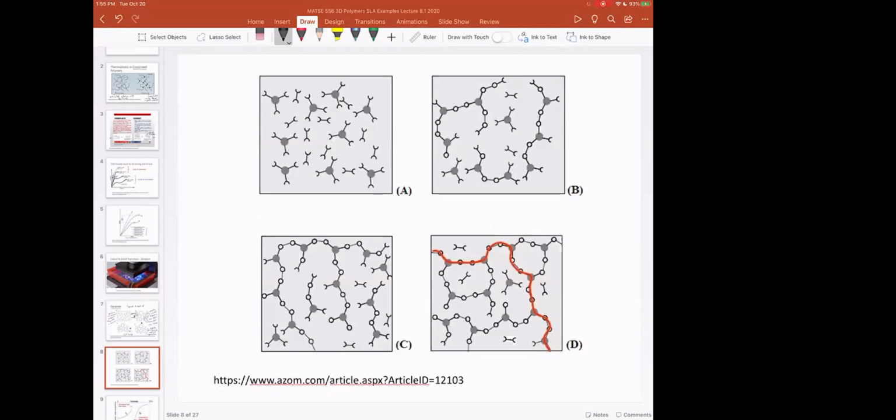So you see in D here, we have this completed network, even though this is a slightly different diagram than what we saw before. Now that you have this fully extended network, you have a gel. So again, we're going from a viscous liquid to a gel. And we might have something like a very viscous liquid.